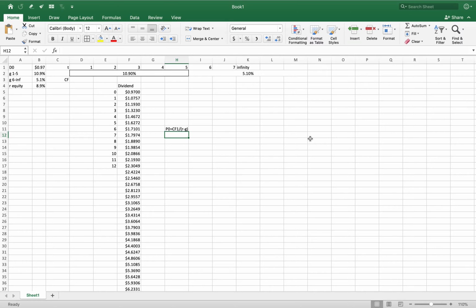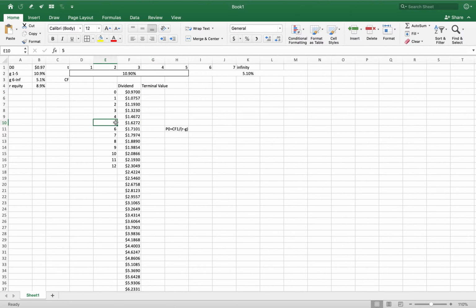You need to figure out at which point the company is going to enter a stable growth phase, which is going to be a constant growth phase, on average. So if the formula is price at time 0 equals cash flow at time 1 divided by required rate of return lowered by growth rate, that means that I can use my dividend at time 6 to figure out the terminal value of my company the year before. So terminal value at time 5.